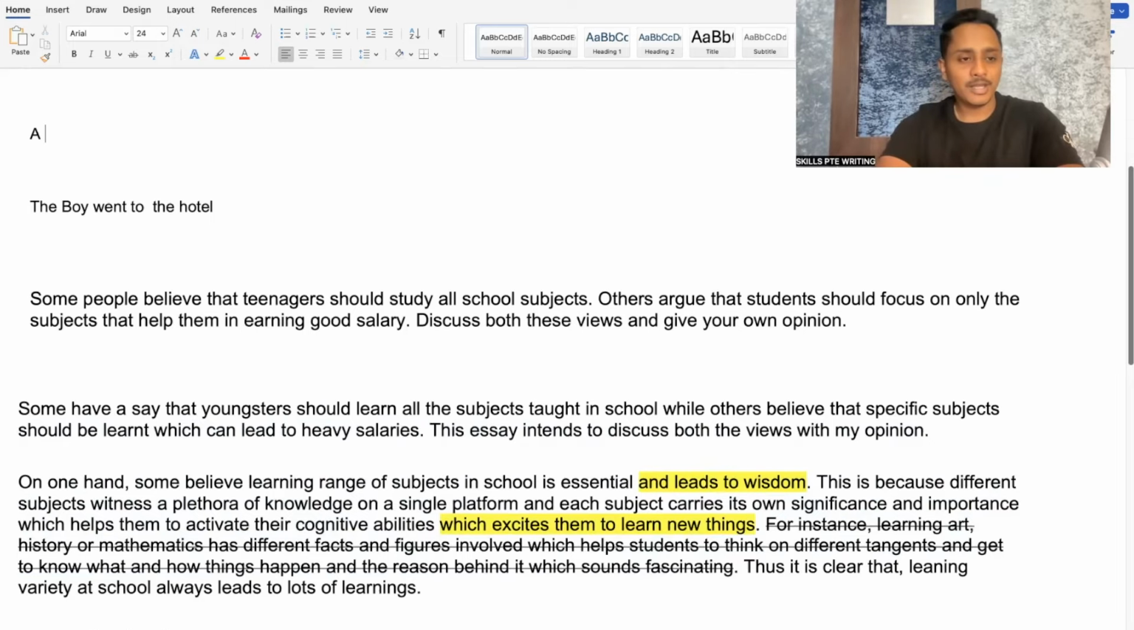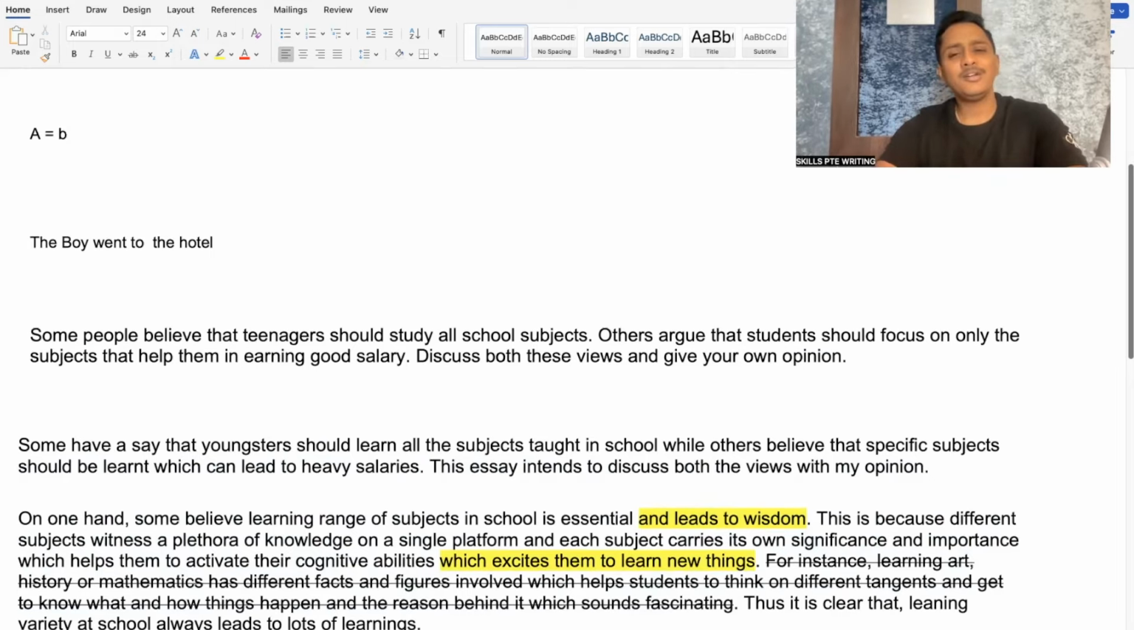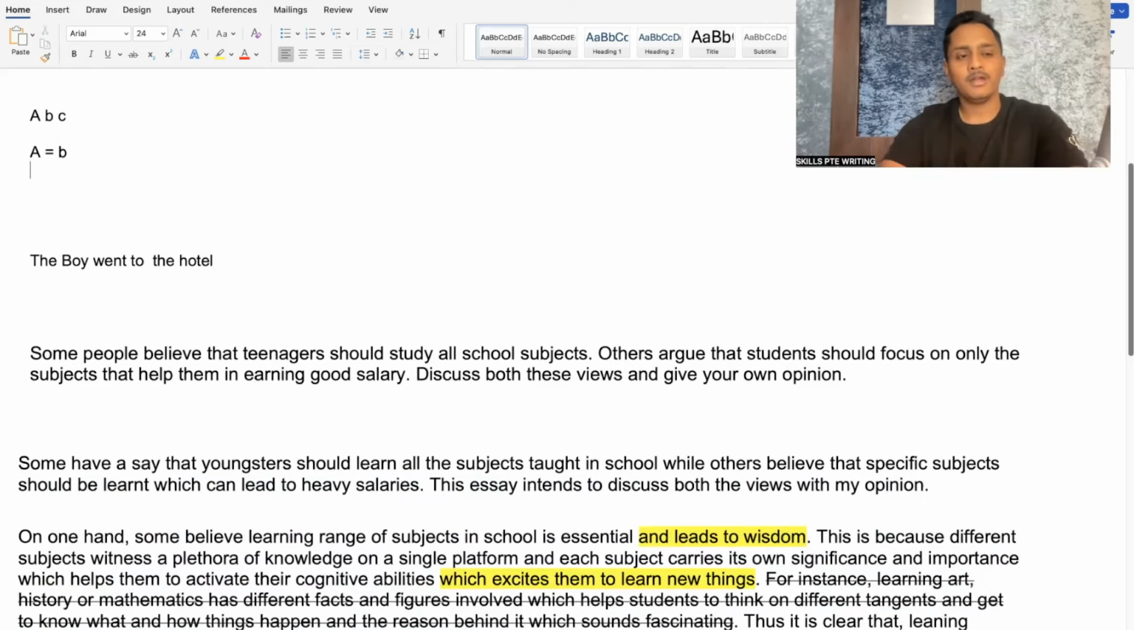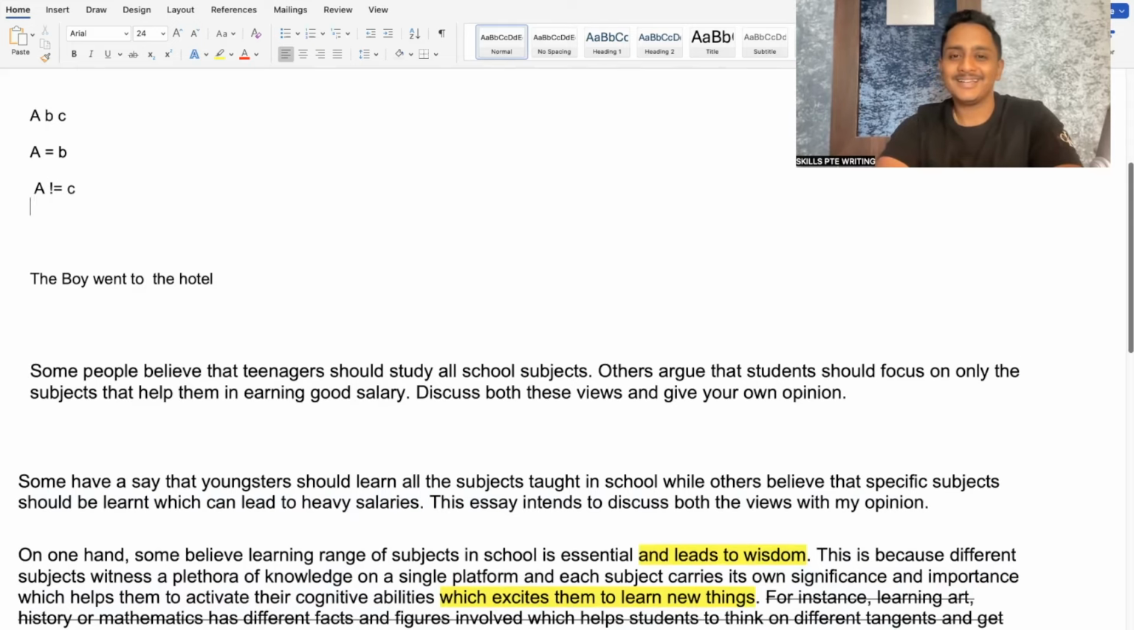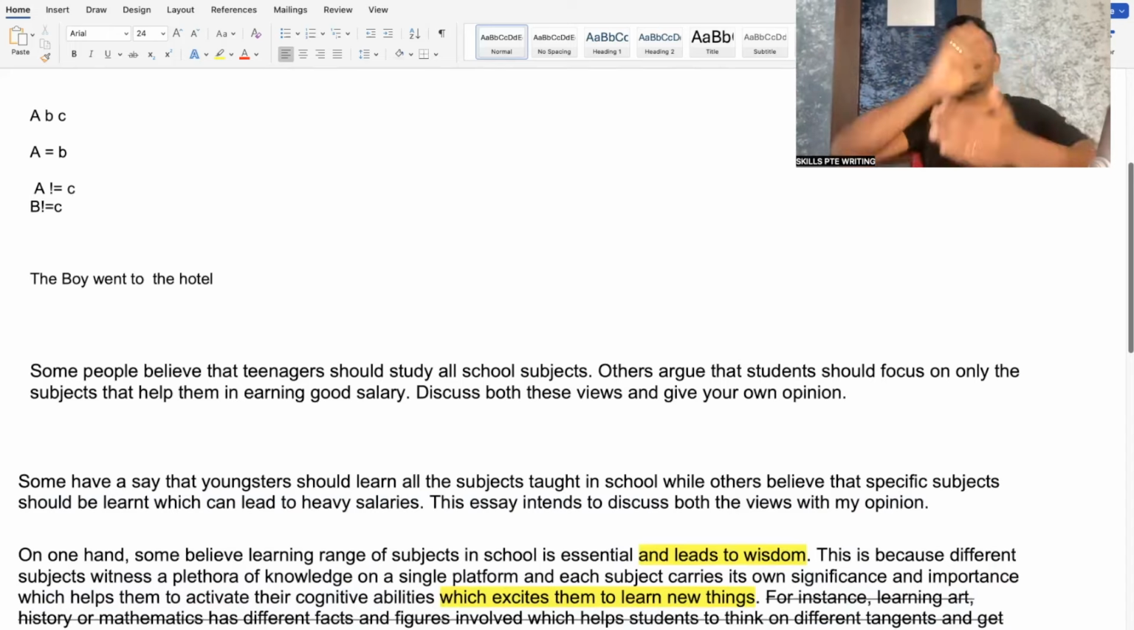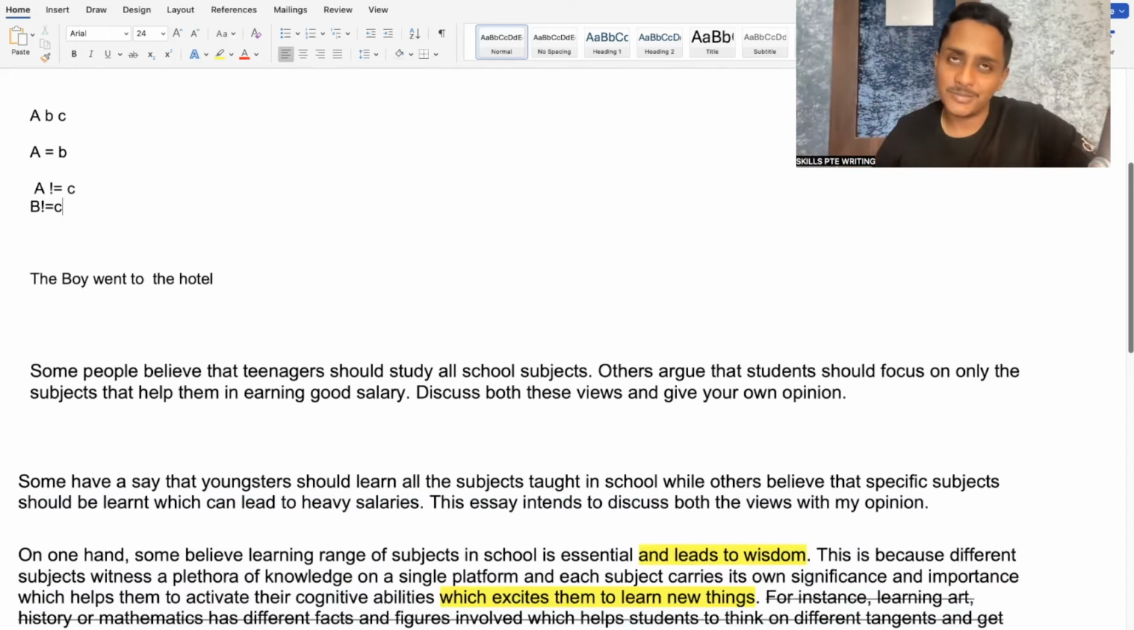You need to prove A is equal to B. If you're not able to prove A is equal to B, there is C also. If you're not able to prove A is equal to B, then prove A is not equal to C. B not equal to C. And then C is equal to B. One of them is true. Then A is not equal to C. That means the reverse algorithm is what we take. Sometimes when you're running out of ideas, you just prove the opposite.